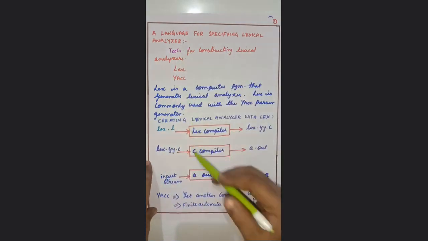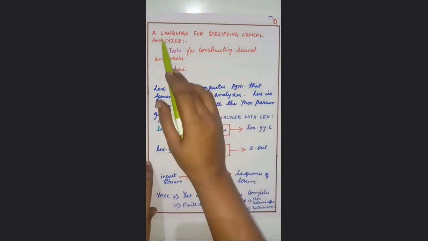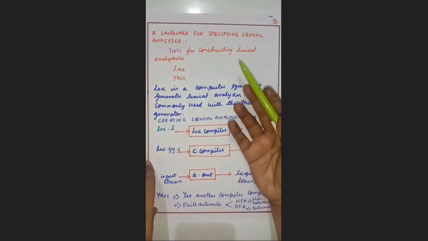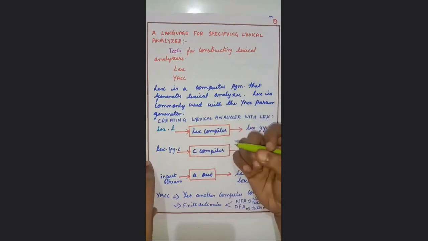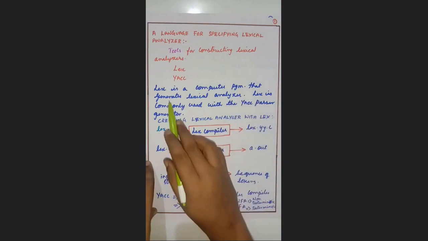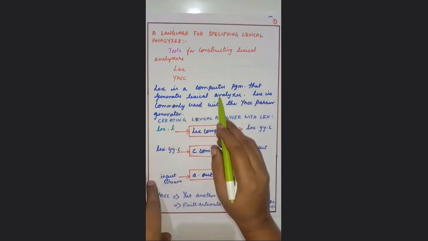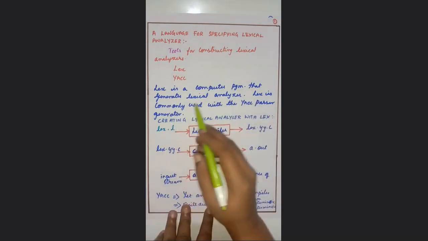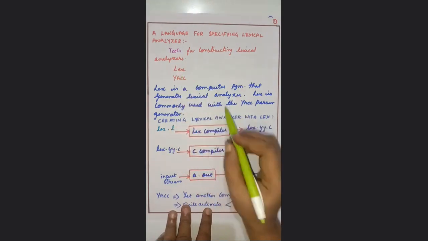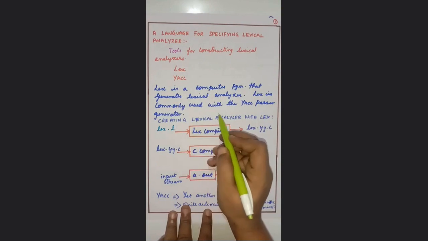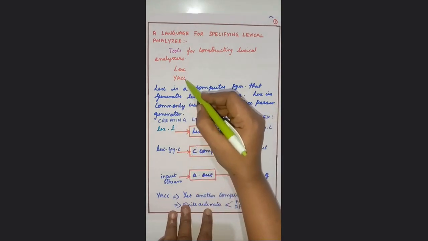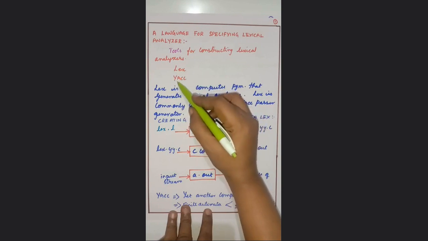Lex is for generating the lexical analyzer phase, and Yacc is for generating the syntax analyzer phase. So whatever I am going to say here is about the introduction or the basic requirements of a language for specifying lexical analyzer. Then we'll proceed with the lexical analyzer generator tool called Lex. Lex is a computer program that generates lexical analyzers. Lex is commonly used with the Yacc parser. Yacc is Yet Another Compiler-Compiler, which is a syntax analyzer generator.